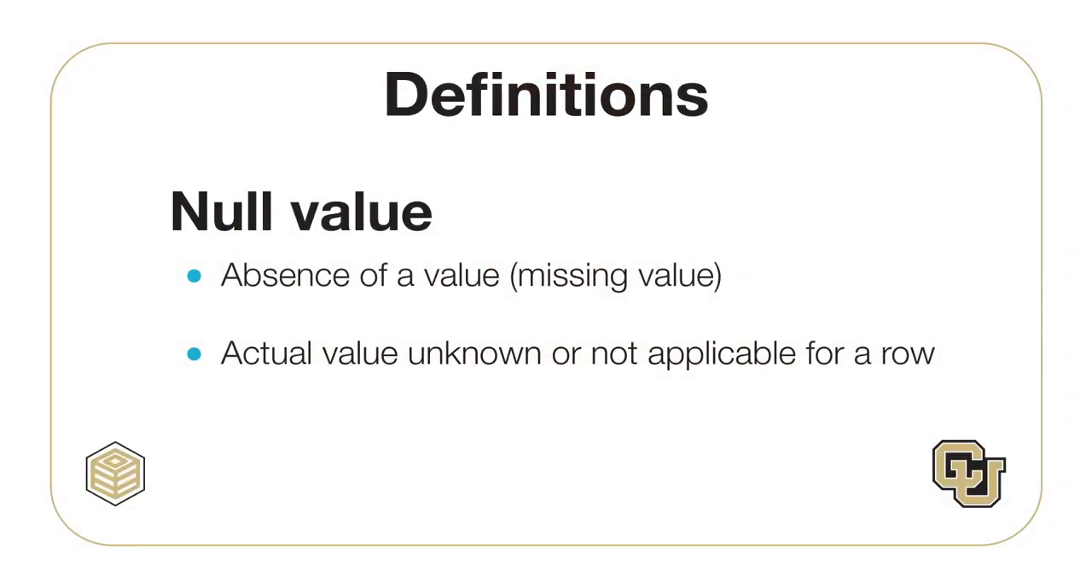Before providing two integrity rules for relational databases, I will start with important definitions of null values, primary keys, and foreign keys. The integrity rules on the next slide use these terms. A null value indicates a missing value in a row. A null value means that the actual value is unknown or not applicable for a row.